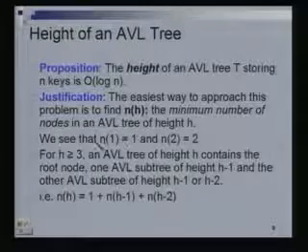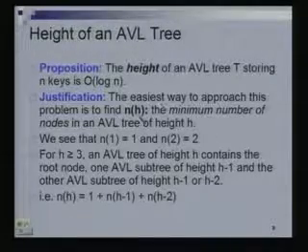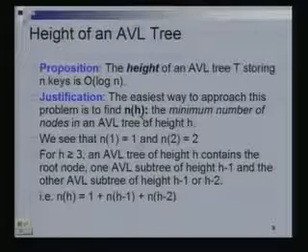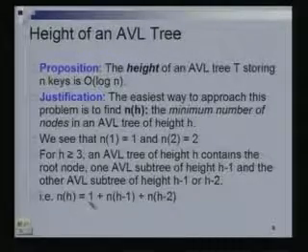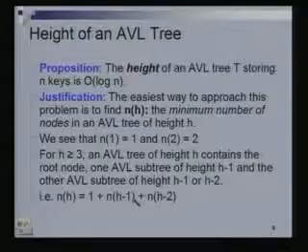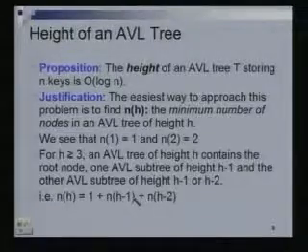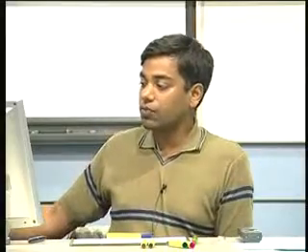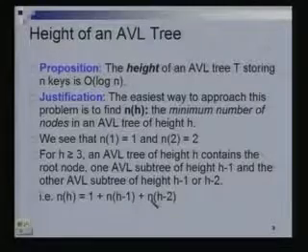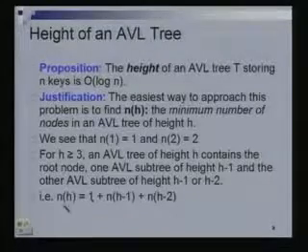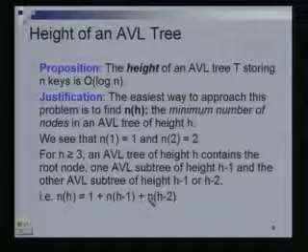So if n of h was the number of nodes in the tree of height h, then what is n of h equal to? It's the number of nodes in the tree of height h minus 1, the smallest possible. We would like the left subtree to be of height h minus 1 and the right subtree to be of height h minus 2, and the h minus 1 subtree has as few nodes as possible, and the h minus 2 subtree also has as few nodes as possible. So the number of nodes in the left subtree is n of h minus 1, the number of nodes in the right subtree is n of h minus 2, and there is one root node. So this is what the recurrence relation should look like, right?